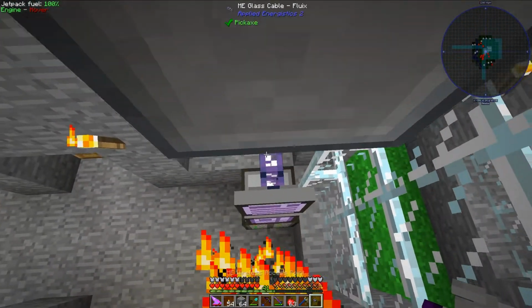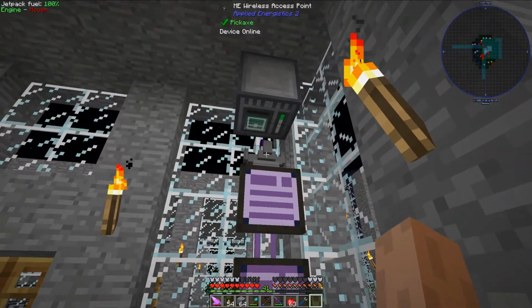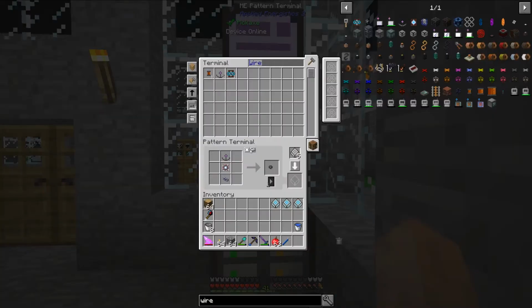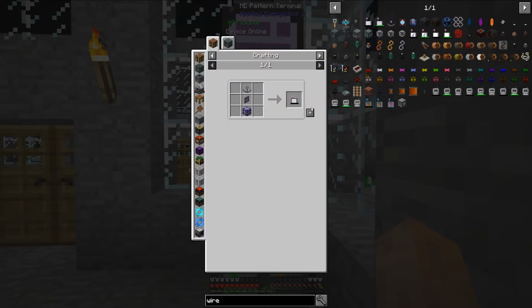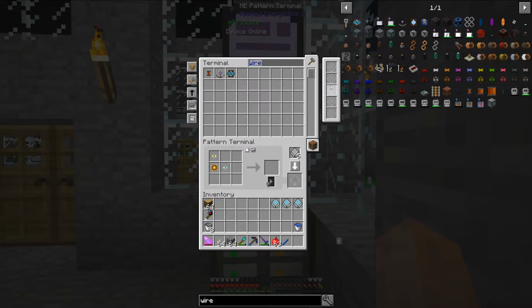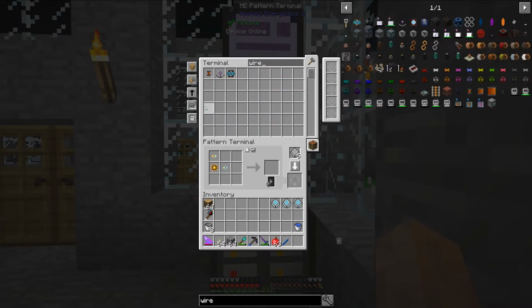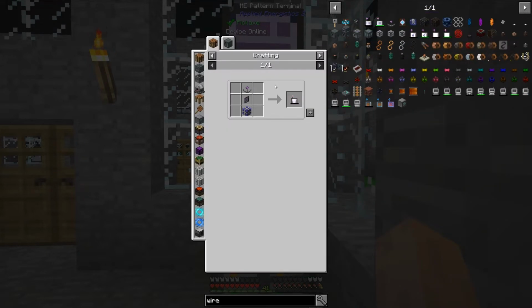So what I can do is place this up here. It should connect up to the ME network, and it does say device online. Right now there isn't very much range on this thing, but we can extend that later. For right now I need a wireless terminal, so let's get to that. I don't know if I have an ME terminal with me. I probably don't. Let me take a look. I was going to say there's a chance I did, but apparently I don't.